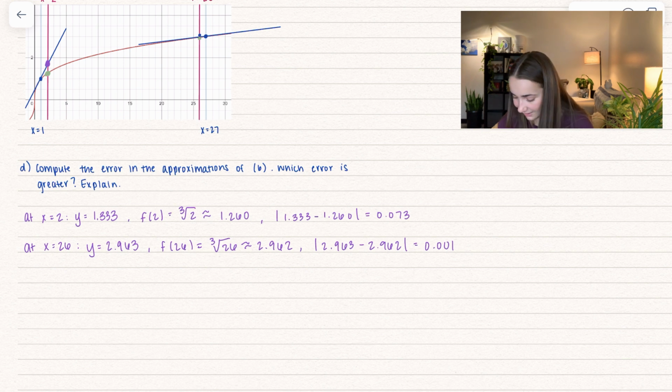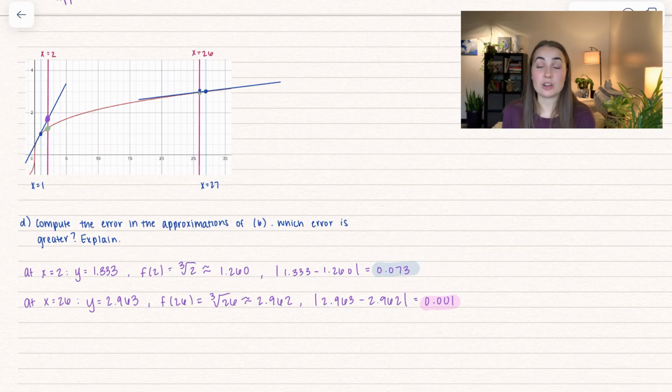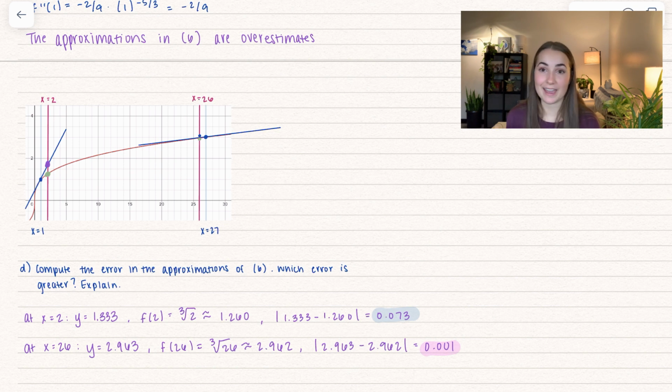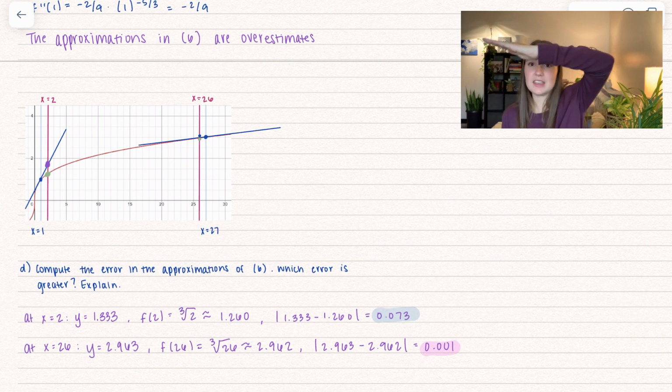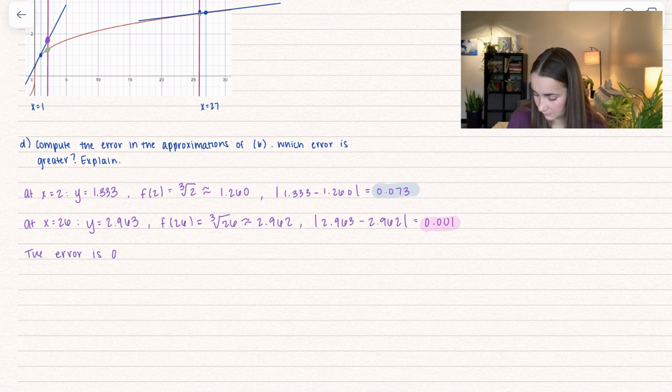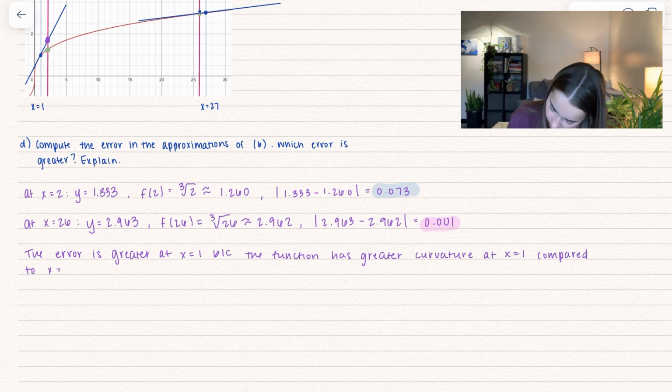So which error is greater? And like we estimated by looking at the graph, the error at 2 is going to be much greater than the error at 26. And the reason for this has to do with the curvature of the graph. As we can see, when x is equal to 1, the graph is a lot more curved than when x is equal to 26, which causes the tangent line to be way more steep at x equals 1 compared to that at x equals 26. So that would be our explanation. Alrighty, so here we have our explanation, and that is our solution.